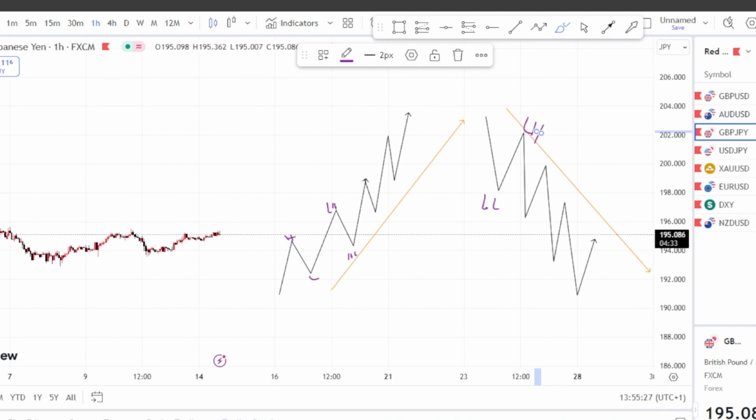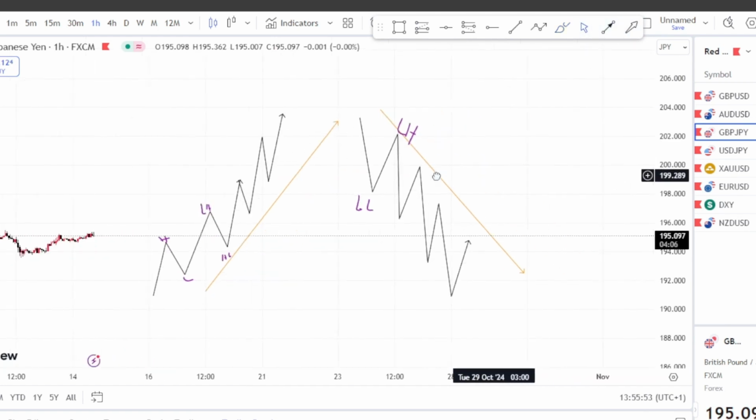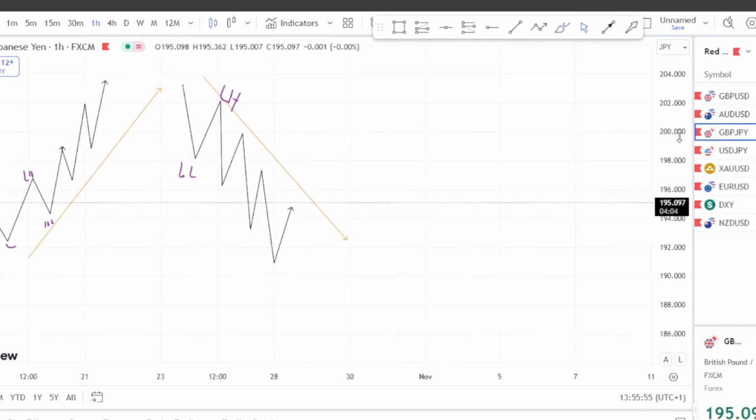So with this you can know the basics of how market is formed. Market creates a higher high and a higher low if it is moving upward, and if it is moving downward, it creates a lower high, a lower low, and a lower high. That is basically how market is formed. Let's take another example and then explain this in details.